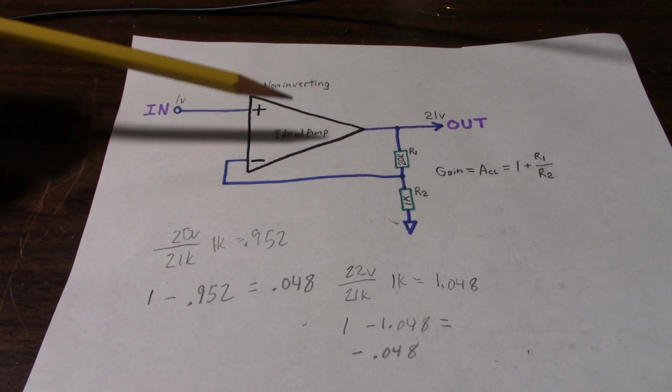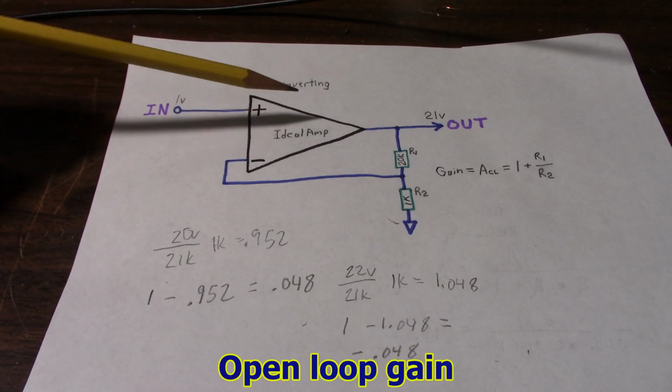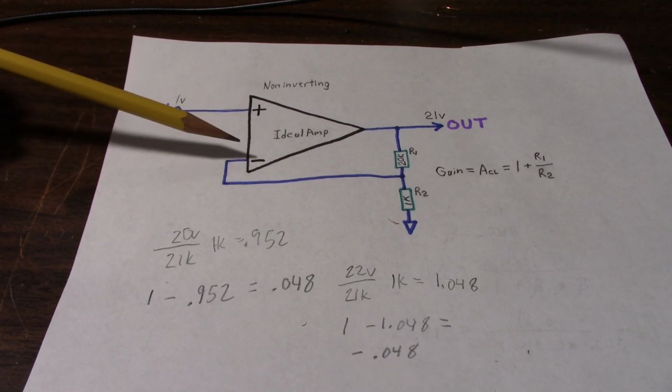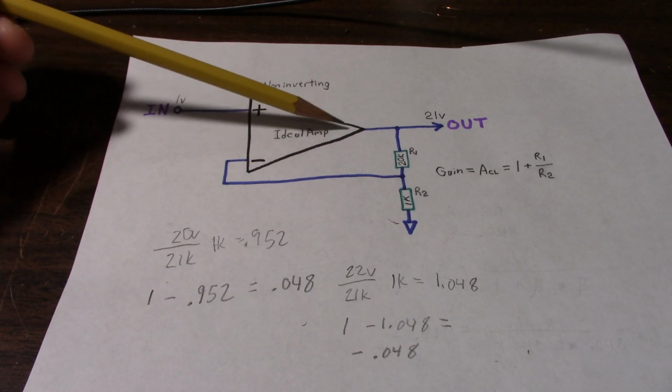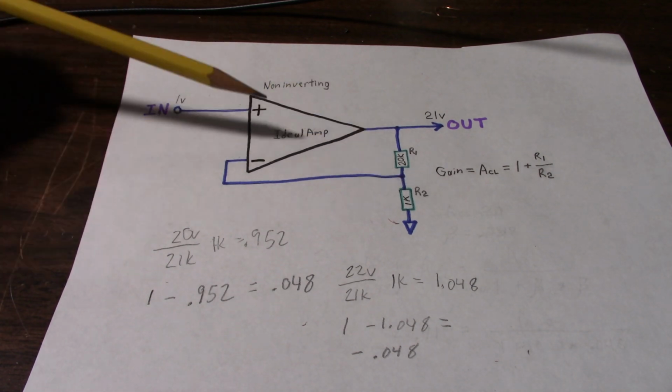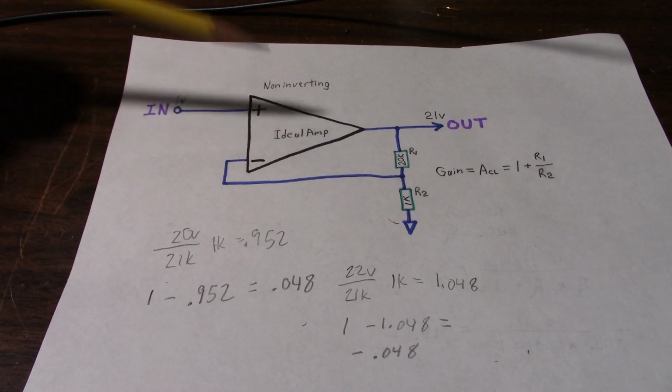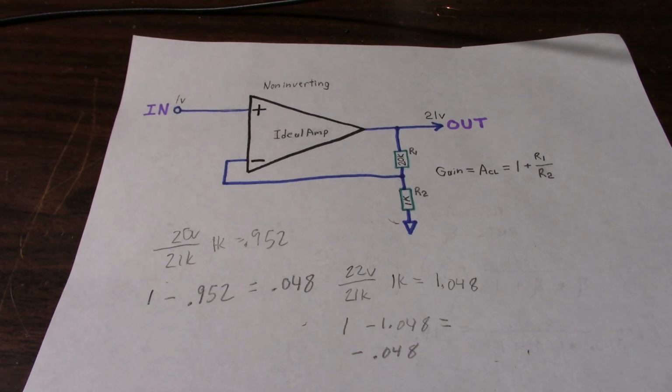The amplifier has a finite amount of gain. The inputs are going to have impedance. There'll be a little bit of bias currents flowing. The output will have a small amount of impedance as well. Open loop gain is going to diminish with frequency. So, it becomes a lot more complicated.